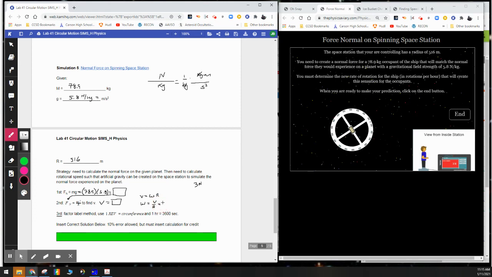Now I have to be careful, because this omega really has units of radians per second. So we have to use the factor label method. We're going to have 2 pi radians here and 1 revolution. Now, they want us to put the answer in rotations per hour.